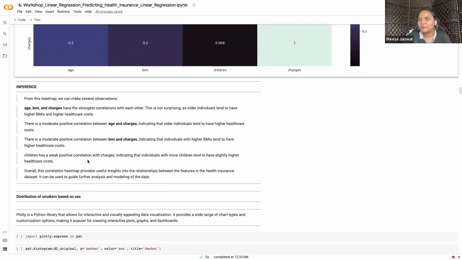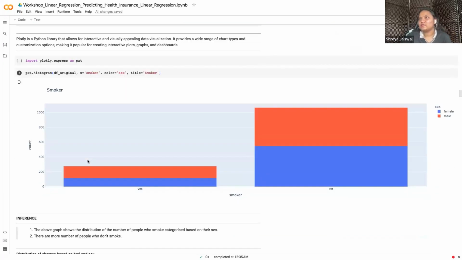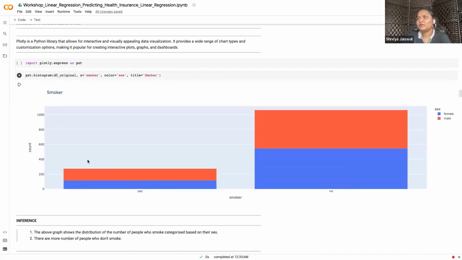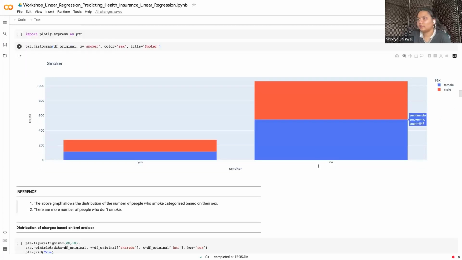The next EDA part is to check for the number of smokers, the ones who smoke more. Among them, we see that many of them do not smoke, but among those who don't smoke, we see that the women smoke less than the men. And we can see the count likewise.